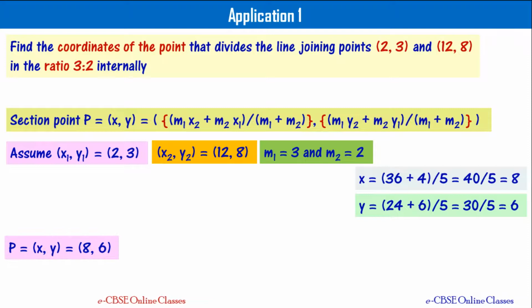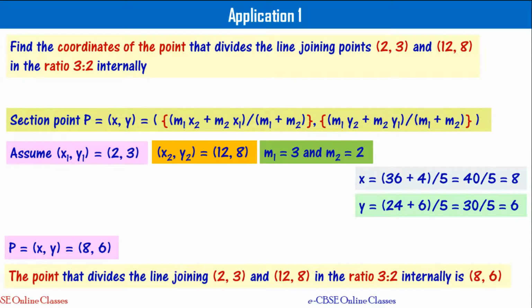It means that P equal to x comma y, that is equal to 8 comma 6. Now we can say that the point that divides the line joining 2 comma 3 and 12 comma 8 in the ratio 3:2 internally is 8 comma 6. This is what we are asked to find, right? Let's take a look at another application problem.